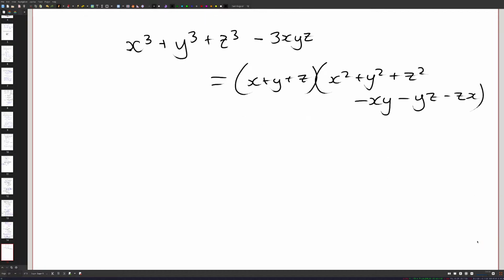The other one that's useful that you also might not know, I think it's something like a to the 4th plus b to the 4th plus c to the 4th minus 2a squared b squared minus 2b squared c squared minus 2c squared a squared. This is useful less often, but it is not completely useless.